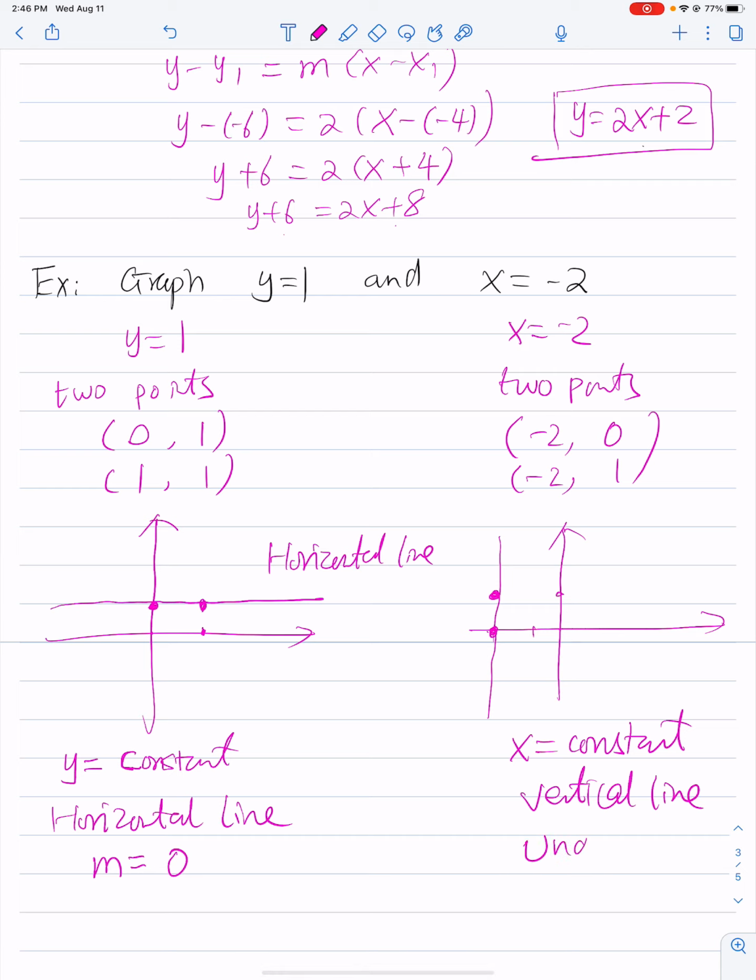The undefined slope. Okay, so in the future you want to remember: if you have y equal to 1, what is the slope? Always 0. If you have x equal to a constant, what is the slope? Always what? Undefined. Okay, so these are very important techniques.